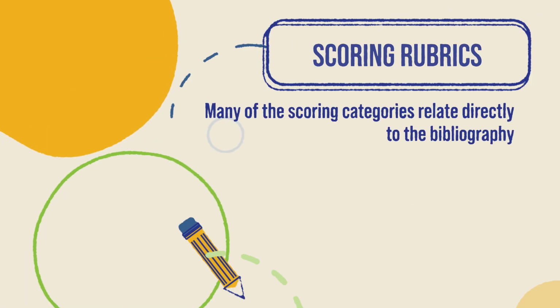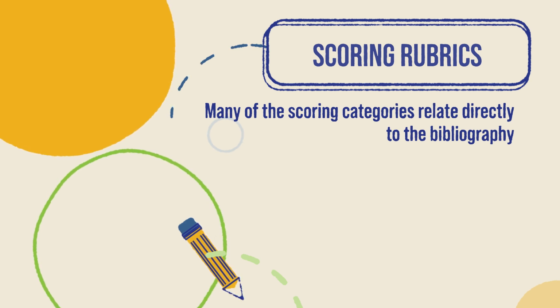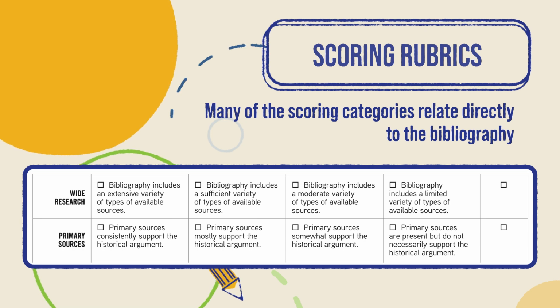There are a number of categories here that connect to the bibliography. The ones that have most to do with the bibliography that you submit are wide research and primary sources. The reviewers will look at your bibliography specifically for these categories, and without a strong bibliography, you're probably not going to score very well here.